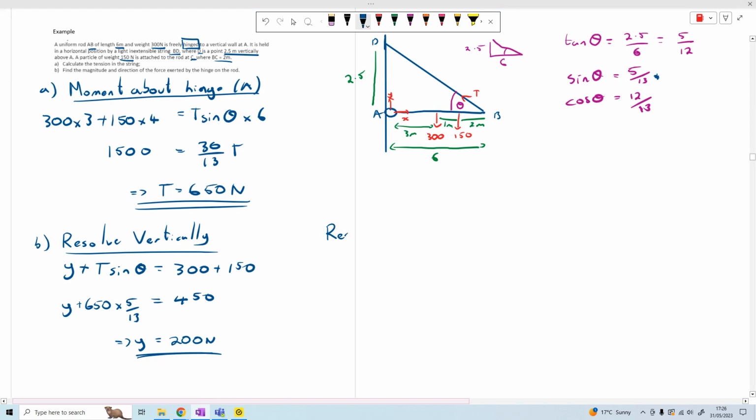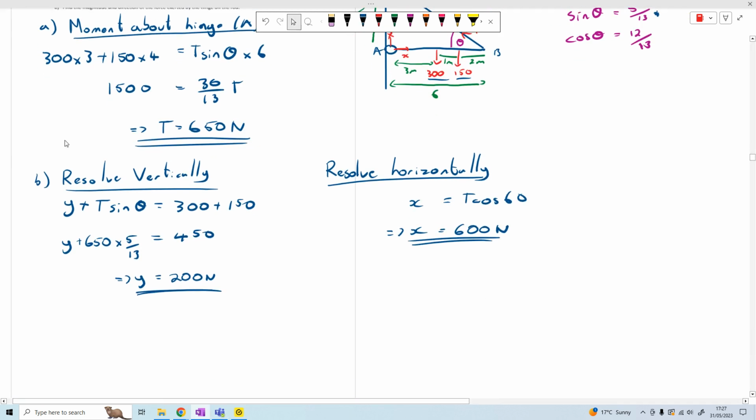Now let's resolve horizontally. Okay, same kind of thinking. So going horizontally, left should equal the right. So everything going to the right is X. Everything going to the left would be the T cos of 60. Okay, these two are going up and down, so they don't affect them. This is the only thing that's moving left and right. So that gives me, again, let's use the T that I've got. So X must be 600 newtons. Okay, so they're the two components.